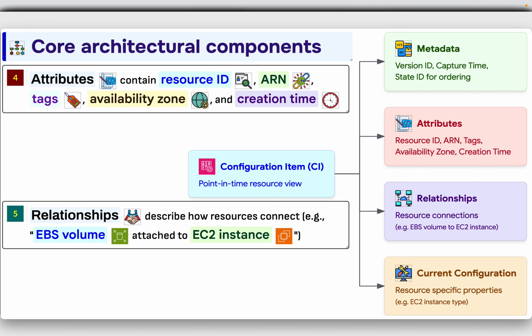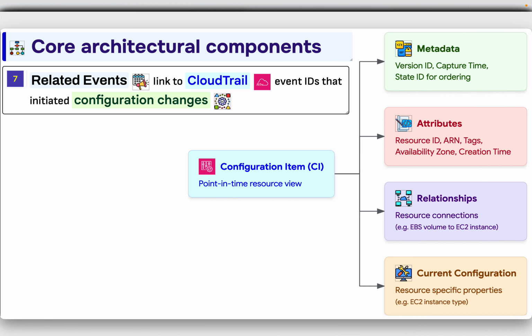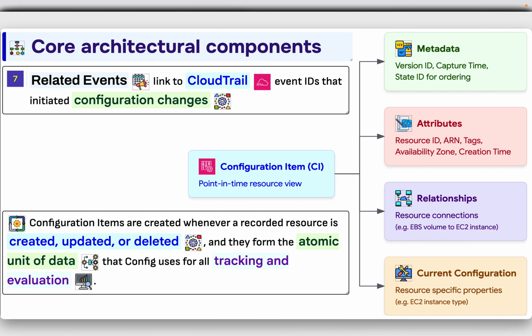Relationships. This describes how resources connect, such as an EBS volume attached to an EC2 instance. Current configuration. This holds the actual resource specific settings from describe API calls. Related events. So this links to CloudTrail event IDs that initiated configuration changes. Configuration items are created whenever a recorded resource is created, updated, or deleted, and they form the atomic unit of data that config uses for all tracking and evaluation.